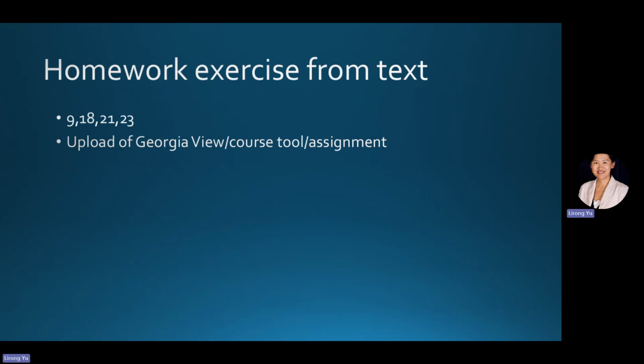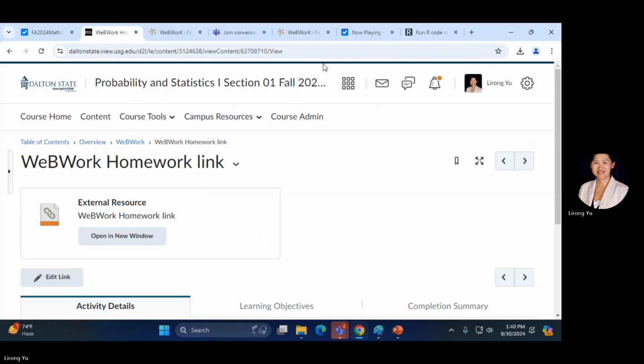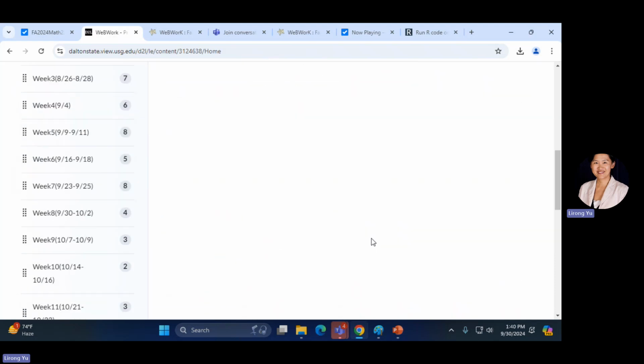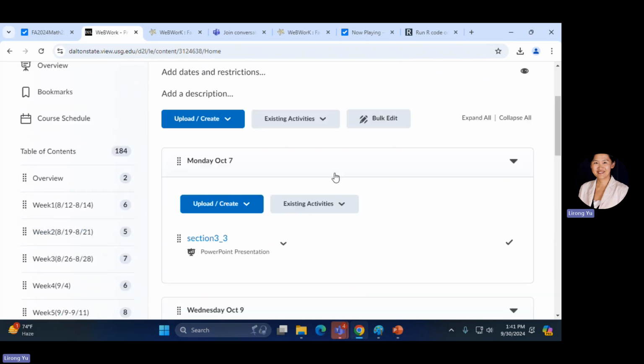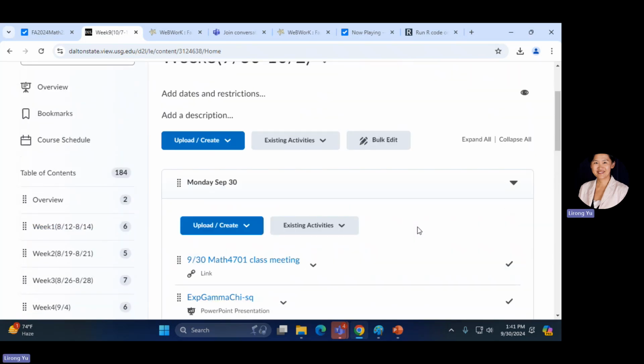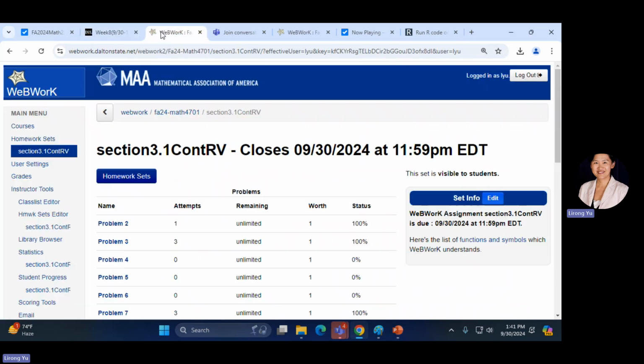Any question? I copied those 4 questions down for you, just so you don't have to search in the book. Section 3.2 homework additional. So in addition to the web work homework, I think I assigned 6 or 7 questions.